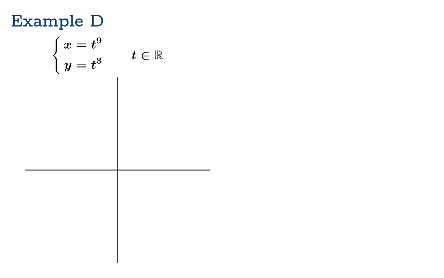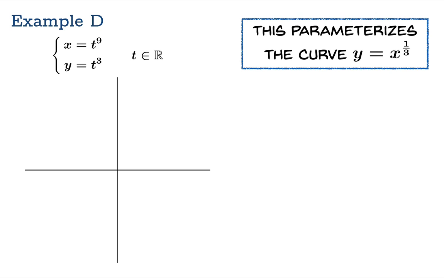Example D, we have x equals t to the 9th and y equals t cubed. And you can work out the algebra, and you take the cube root of x to get y. So we expect this to parameterize the curve y equals x to the 1/3. And if we watch Desmos trace out the curve, we can see that indeed we get the curve y equals cube root of x, but we'll notice the hesitation.